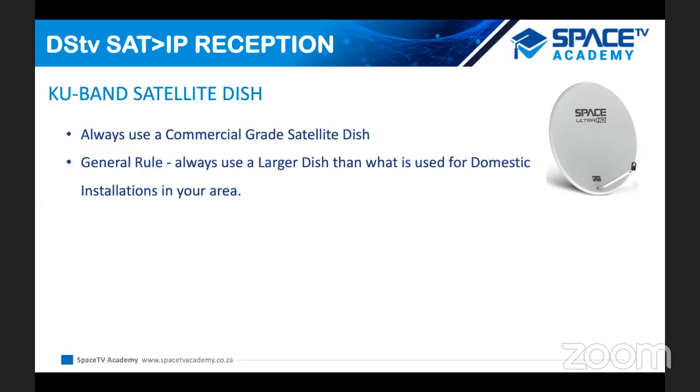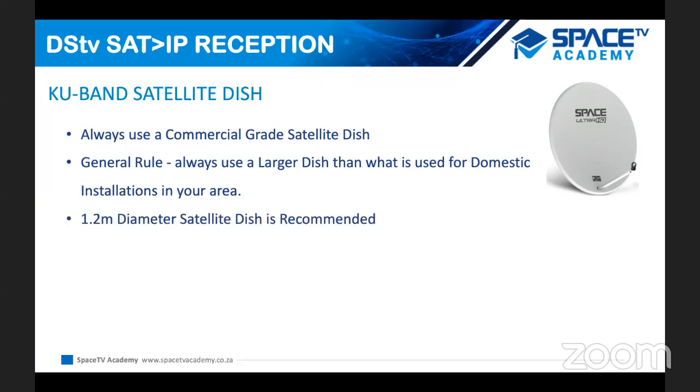The general rule is in any commercial installation, always use a larger dish than what is used for domestic installations in your area. So as we use an 80 centimeter dish as a domestic dish in South Africa, a 1 or even preferably a 1.2 meter dish is recommended for any commercial installation, which obviously includes the SATIP solution.